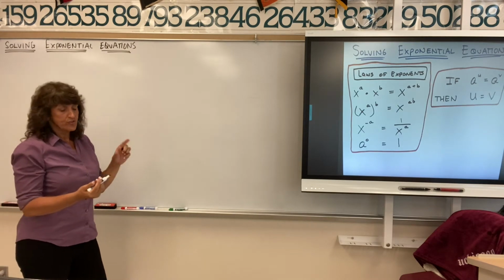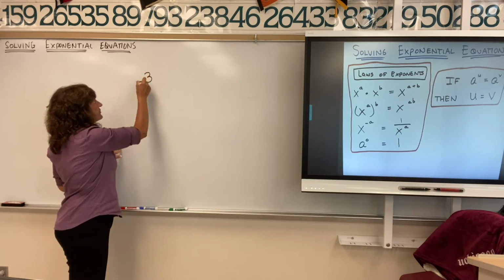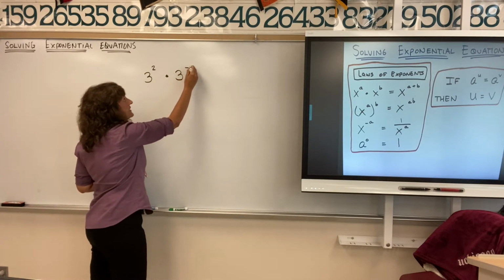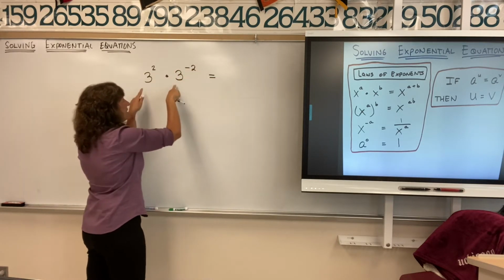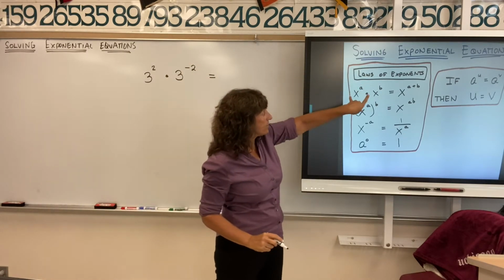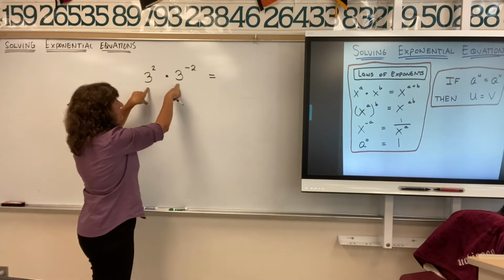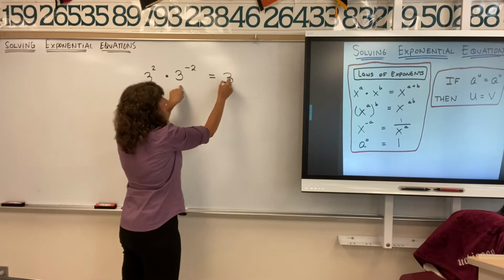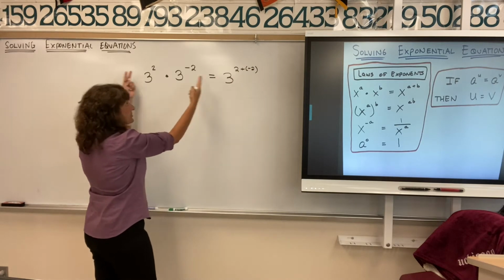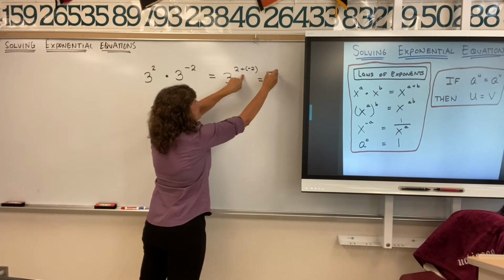So to show you a little example as to why this works, if we take 3 to the second power and multiply that by 3 to the negative 2, let's apply the first rule here. Because the bases are the same, we keep the base and add the exponents. So you have 2 plus a negative 2. Add these exponents together, you have 3 to the 0 power.